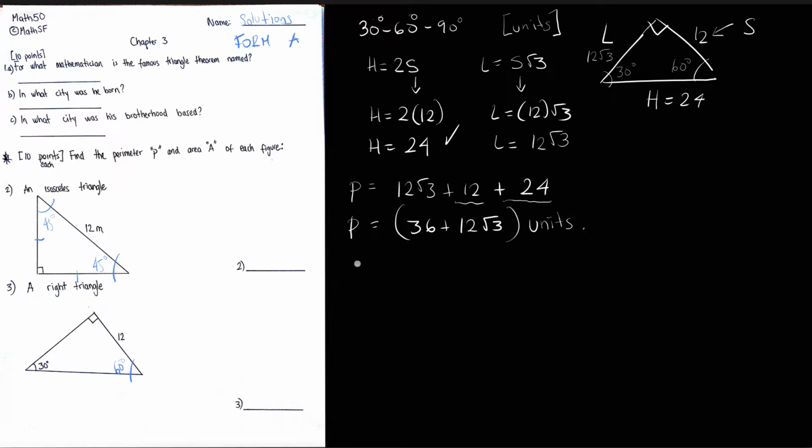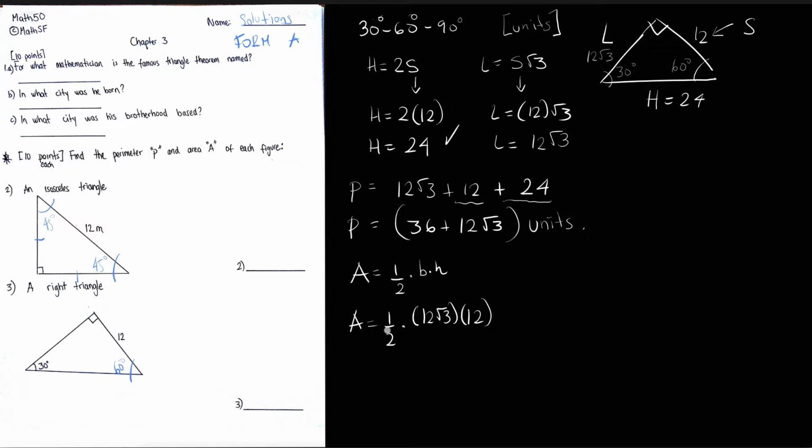Now, let's go for the area. Recall that the area of any triangle is one half base times height. But in this case, the base and the height are going to be the legs. So the area equals 1/2 times the product of the legs, right? So it's going to be 12 root 3 times 12.